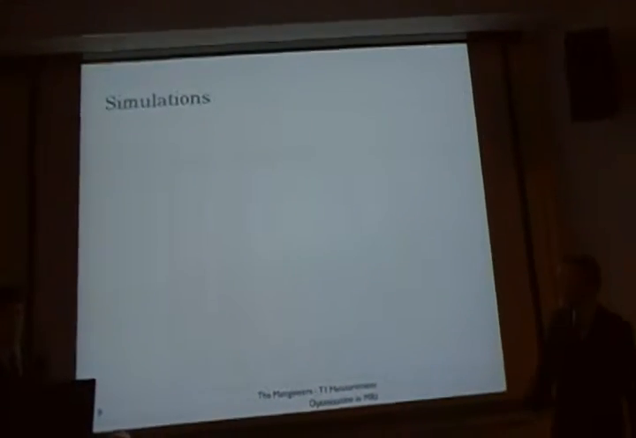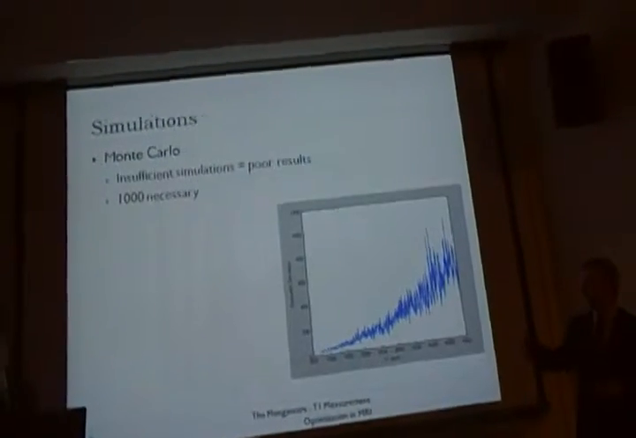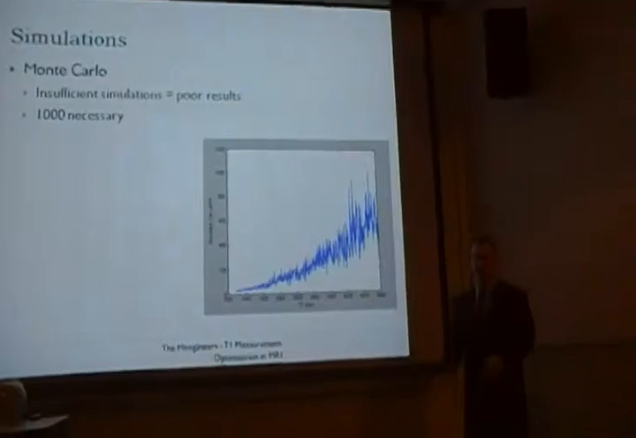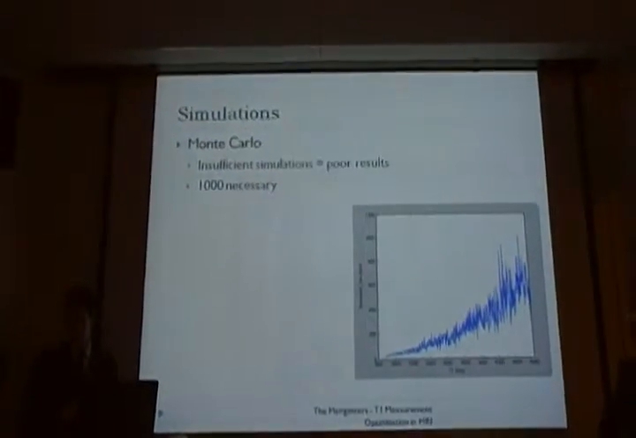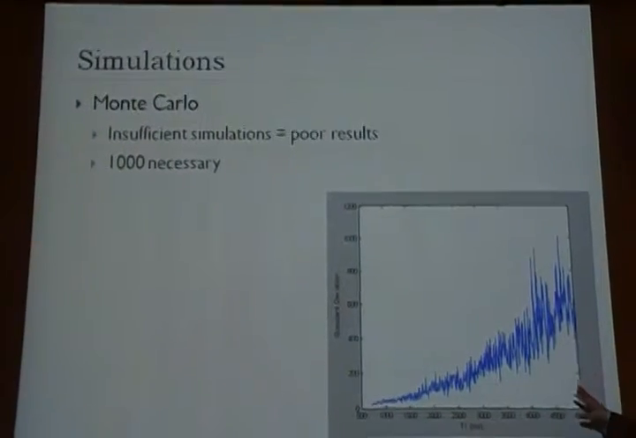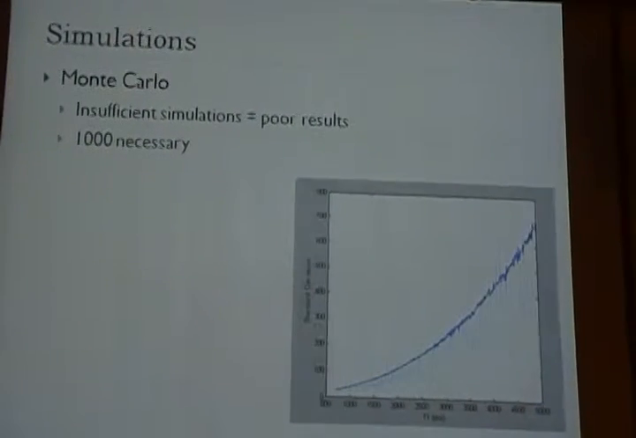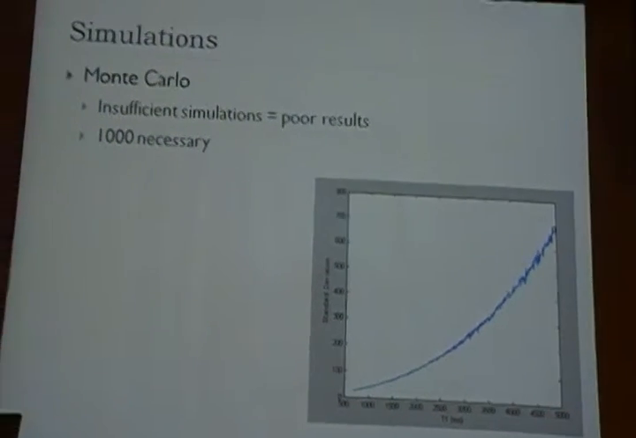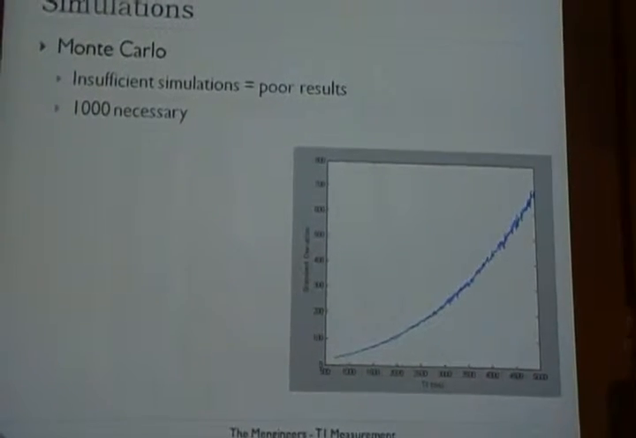So we need to run simulations of these scans, and the first thing we need to do is implement Monte Carlo, which is a way of processing lots and lots of data with many random simulations and samplings. If we run with too low a Monte Carlo, we get bad results. And this is standard deviation versus T1. If we run with 1,000, which we discovered, then we can represent a decent signal.